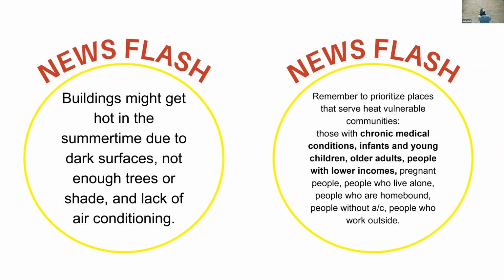First of all, we'll look at the one on the left. Buildings get hot. We know that, right? There are a lot of dark surfaces. There are usually not trees surrounding a building, and it might not have AC. So that's going to be the first thing on your mind when you're making these decisions. Then you have to remember to prioritize places that are serving folks who are already vulnerable to heat: chronic medical conditions, young folks, older folks, lower income folks, pregnant folks, people who live alone. These are all things that come to mind when you're thinking about place-based planning.